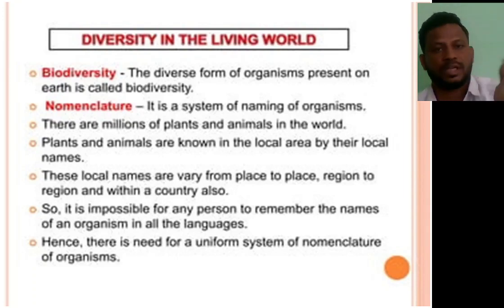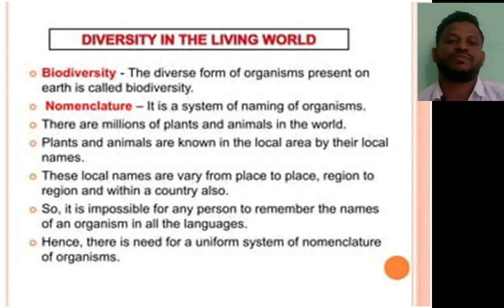Some are carnivorous, some are omnivorous, some are herbivorous. All these organisms, insects, reptiles, terrestrial, aquatic and aerial animals, are combined with each other. They live on the earth, and that is nothing but biodiversity.